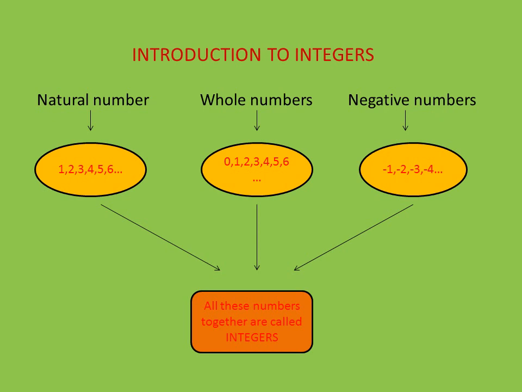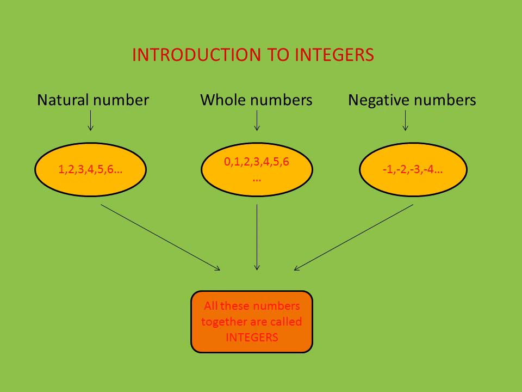Now what are natural numbers? These numbers are countable numbers like 1, 2, 3, 4, 5, 6 and so on. We use these numbers to count something. The second is whole numbers. When 0 along with natural numbers is there, then we call it a whole number.